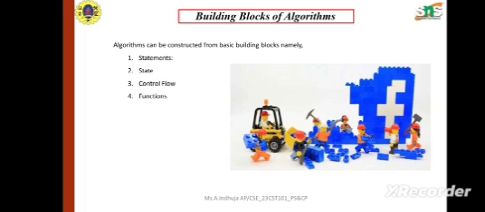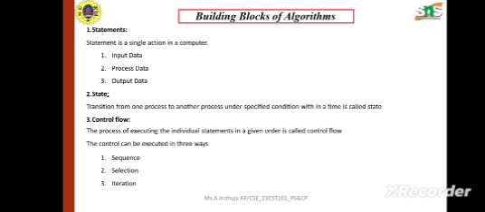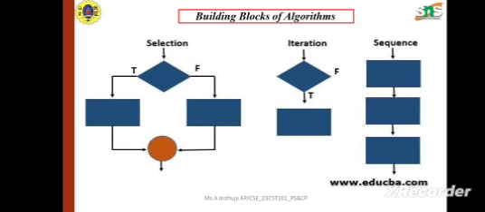Now, building blocks of algorithm. The building blocks of an algorithm are statements, state, control flow and functions. A statement is a single action in a computer, such as input data, process data, output data. State is the transition from one process to another process under a specified condition within a time. The third one is control flow. The process of executing the individual statements in a given order is called control flow. The control can be executed in three ways: sequence, selection and iteration. These are the building blocks of an algorithm.